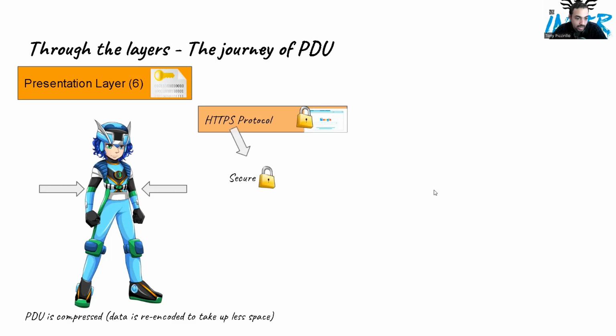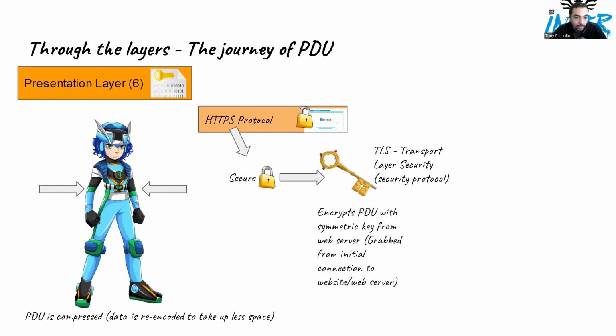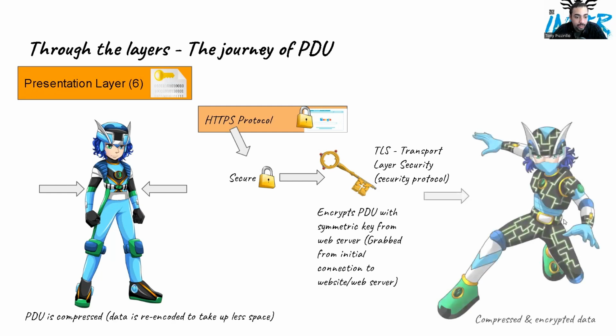So let's see here what that secure portion means for our PDU. This HTTP is secured with TLS, or Transport Layer Security, which is a type of security protocol. This TLS protocol uses a symmetric key that was grabbed from the initial connection to the website as part of the web server request and response connection. So now our PDU is compressed and encrypted data.